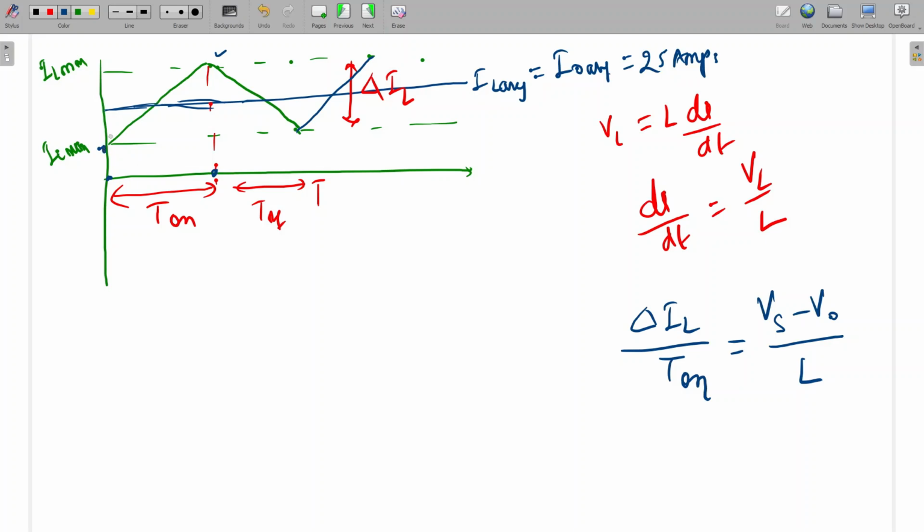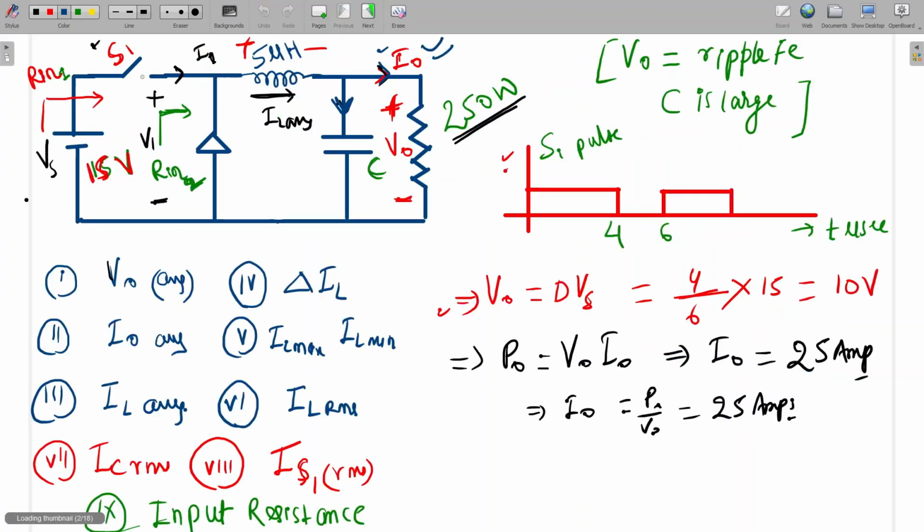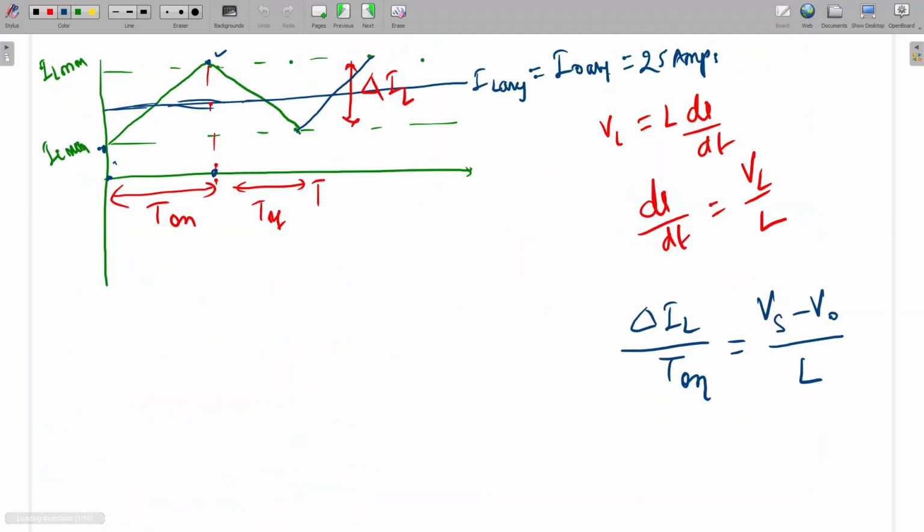This will be the minimum value, and this will be the maximum value. From here to here, switch S1 is on. So S1 being on, what will be this VL? Here this is plus and this is minus. This is VL. The VL value will be input minus output. So from here to here, the switch is on and VL is Vs minus V naught.